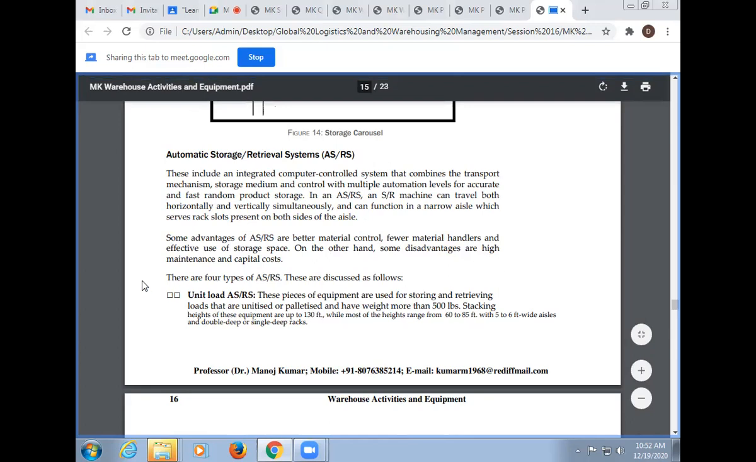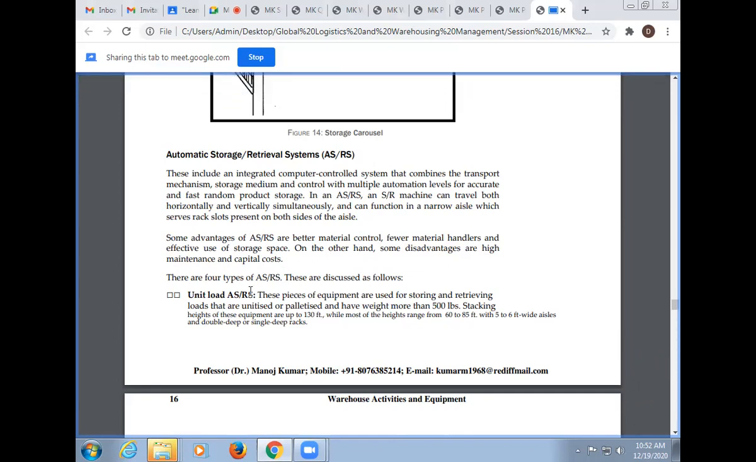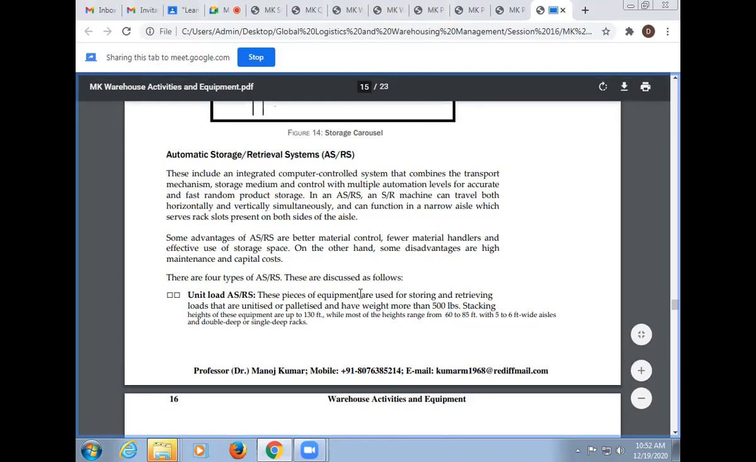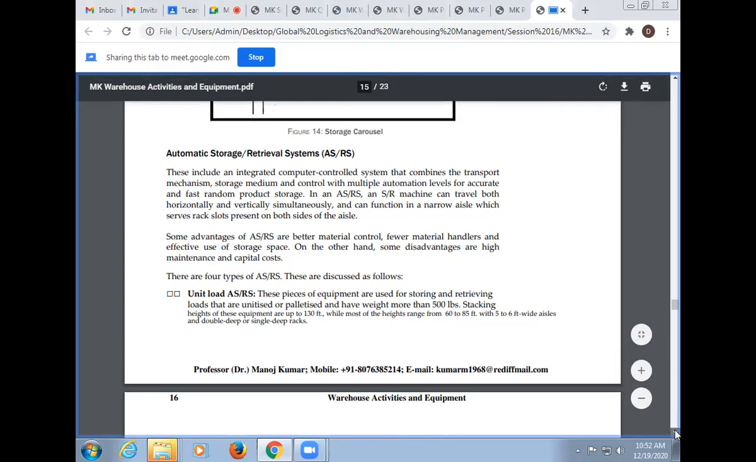Some disadvantages are high maintenance and the capital cost. You have to use a high capital cost for the automatic retrieval system. There are four types of automatic storage and retrieval systems. These are discussed as follows.